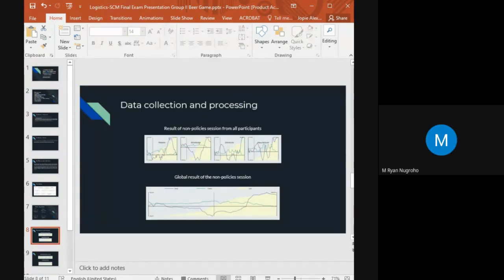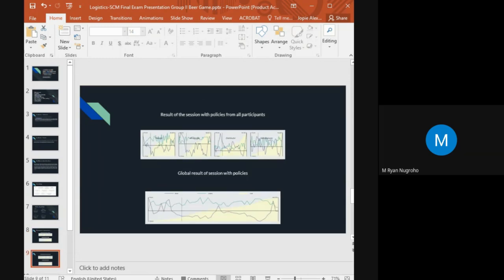Okay, so moving on to the data collection and processing. At the top picture, it is the result of the non-policy session from all the participants. The graph shows the performance of each participant in the first session, and the lower picture is a global result of the non-policy session. From the picture, it can be observed that the total cost required through the supply chain is reaching approximately $14,000. At some point, there is a backlog with one of the stakeholders, and that caused an understock.